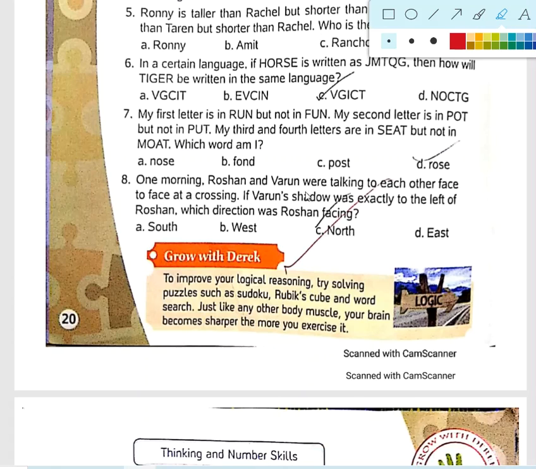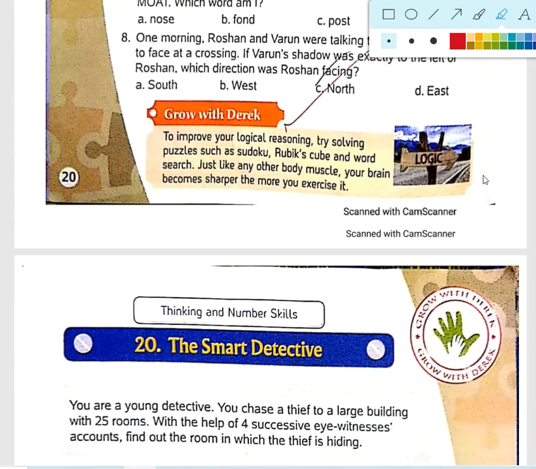Now the last one. One morning, Roshan and Varun were talking to each other, face to face at a crossing. If Varun's shadow was exactly to the left of Roshan, which direction was Roshan facing? Roshan was actually facing the north direction. Okay? Because only then, if the sun falls, will Varun's shadow be exactly to the left of Roshan. Clear?